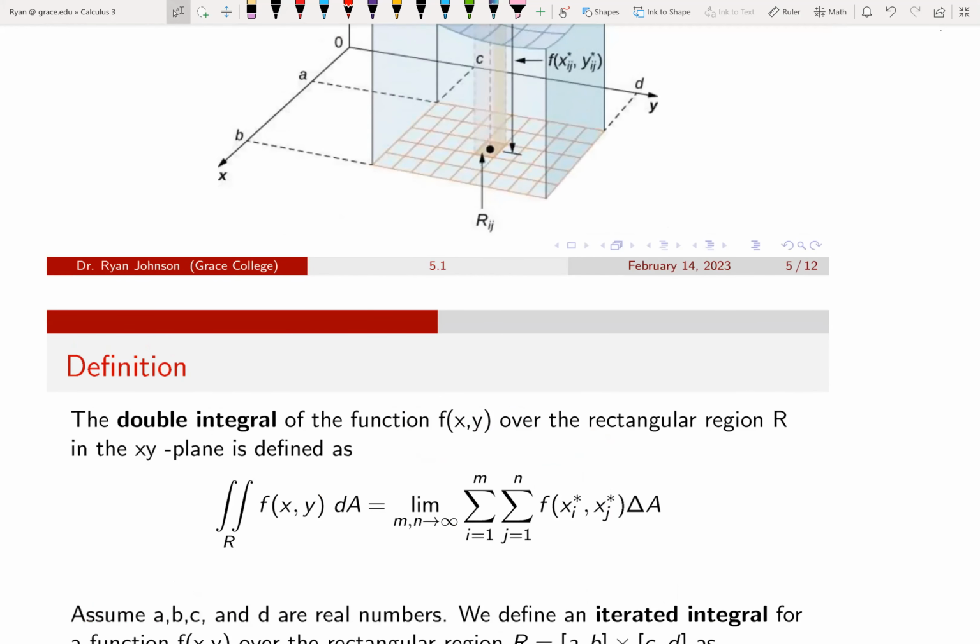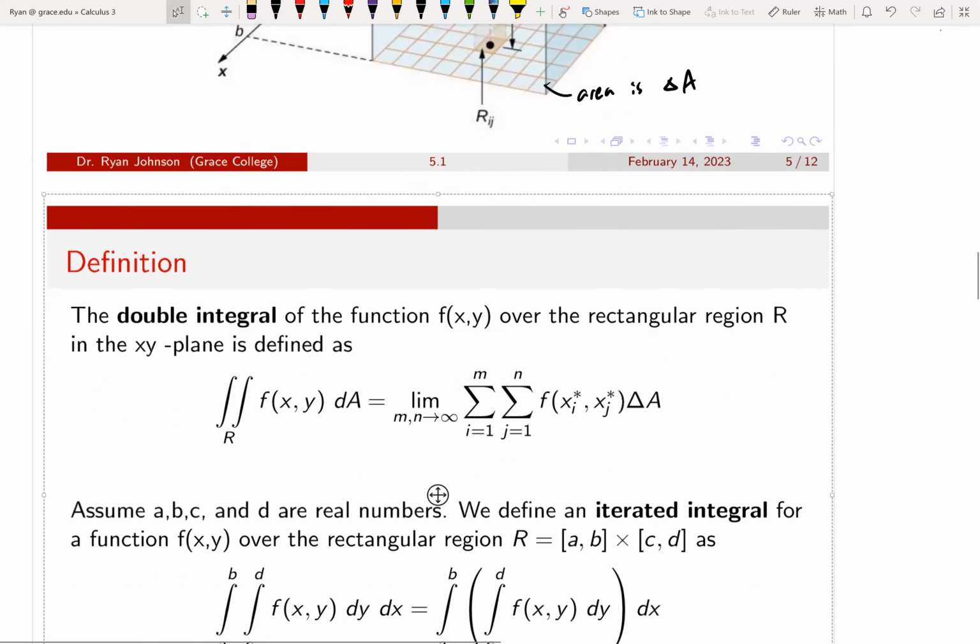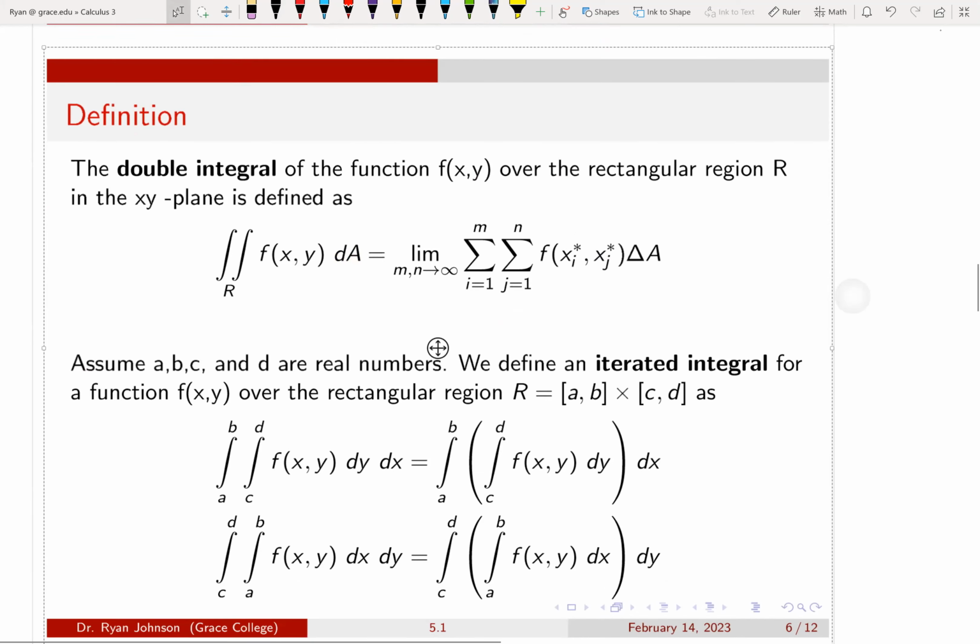The double integral of the function over the rectangular region R is defined as the double integral over your region R. Notice I'm going to use the phrase dA when I'm using just the double integral. It's a double limit, with m and n both going to infinity, of a double sum of f of x_i, y_j times delta A, where delta A is the area of each of these little squares. Now, that might look scary to you, but I have good news for you.